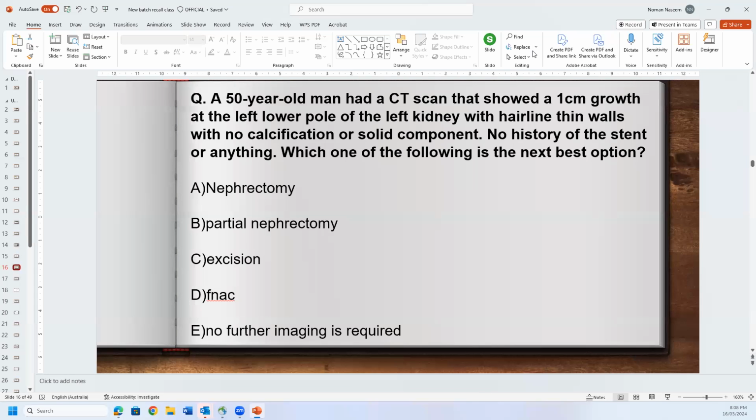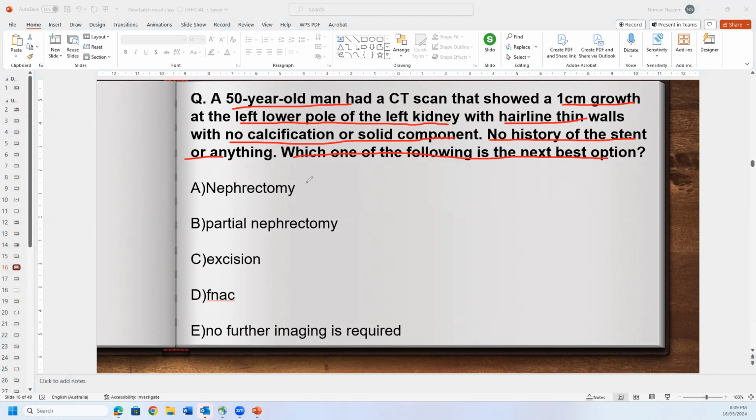Next question is, this is a tricky question, and I think this will be something you might have read for the first time as well. A 50-year-old man had a CT scan that showed that 1 centimeter growth is present at the left lower pole of the left kidney. The growth has hairline thin walls and no calcification or solid component. No history of the stent or anything else. Which one of the following is the next best option?